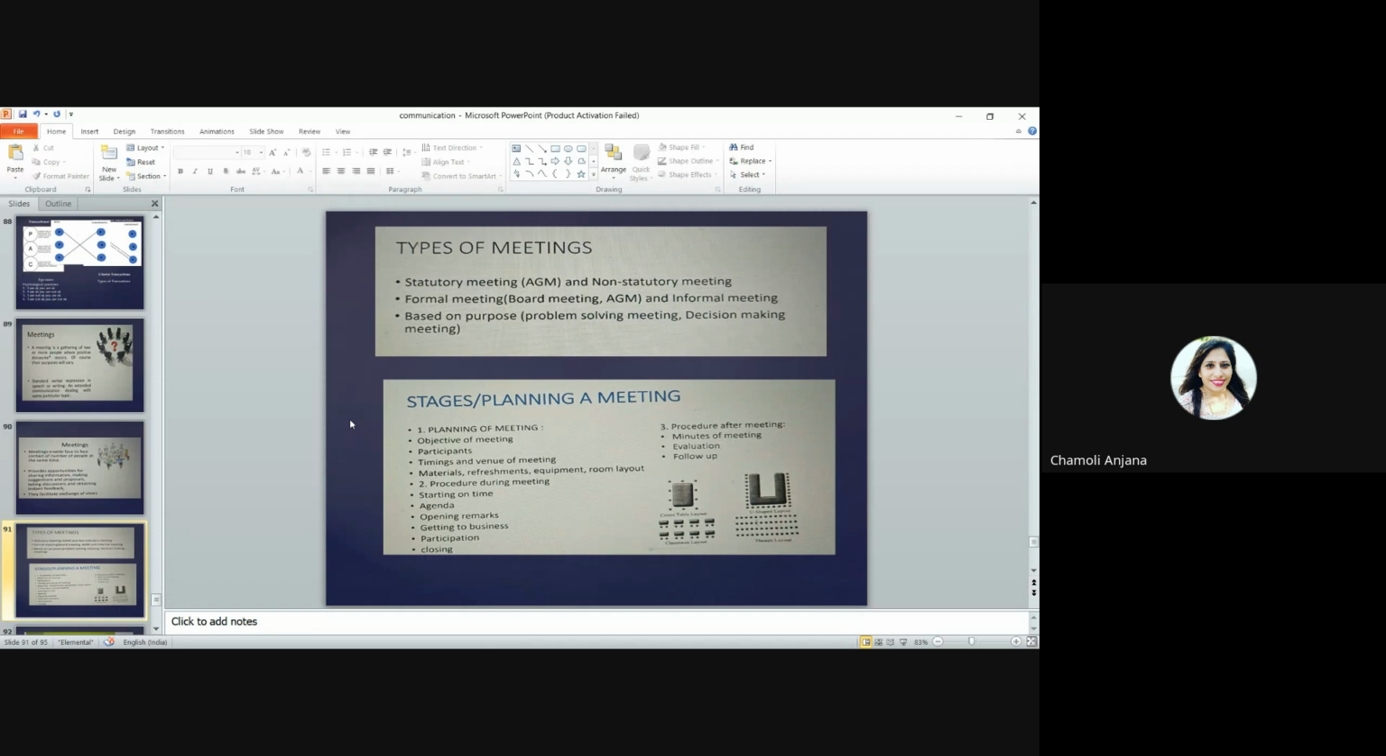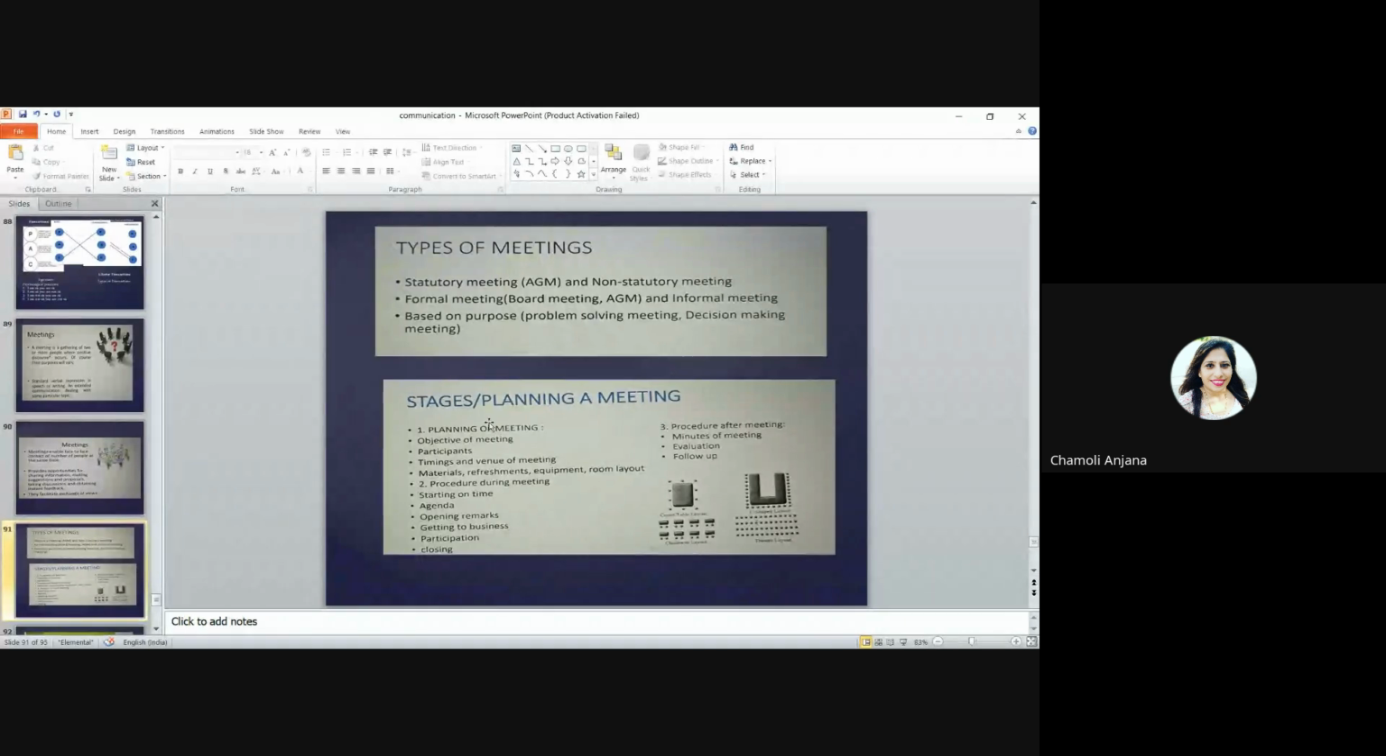Then you have stages of planning a meeting. So how does a meeting have to progress? The first one is planning the meeting, then starting the meeting, and then procedure after the meeting. So you have planning, that is pre, then during, and then post. Okay, so pre is planning the meeting. So one has to plan for the meeting.